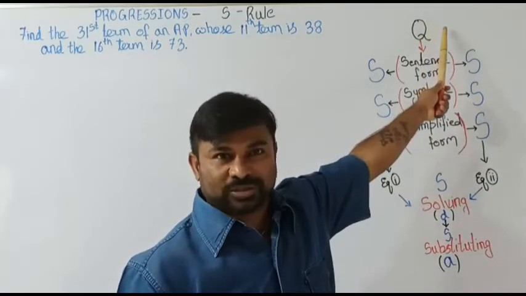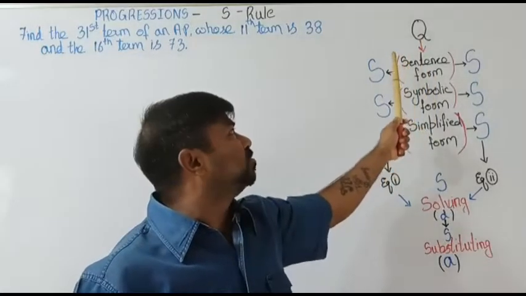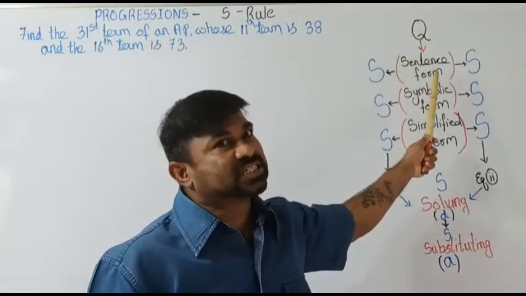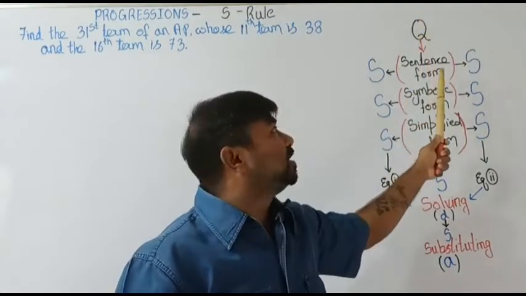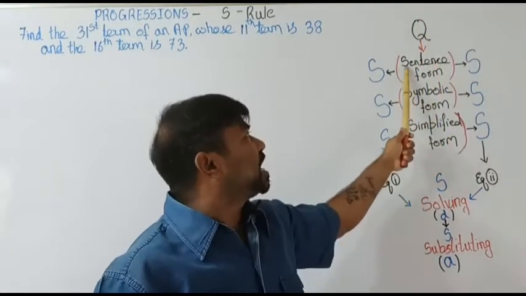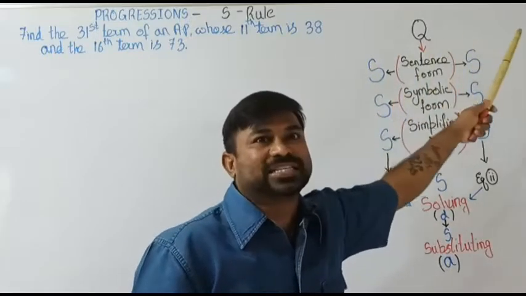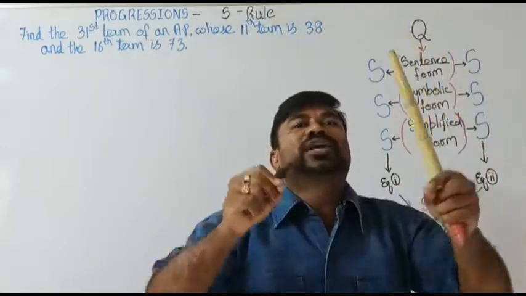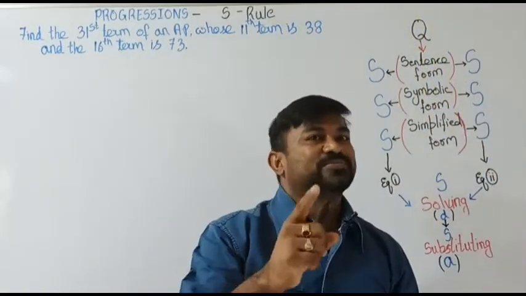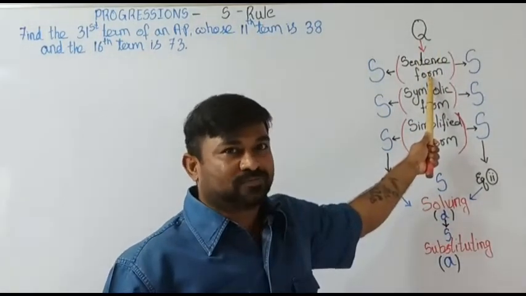Q means question. From there onwards, the first S that I am taking is sentence form. You have to remember one thing: from the question, pick the sentence form. And you might be thinking, why am I writing 2S here? Because from the question, 2 times you have to take the sentences. You have to remember that one. From the question, the first one is sentence form.